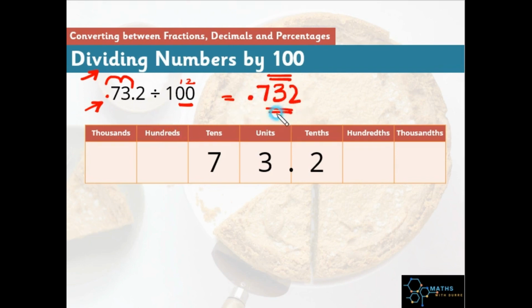Now we will place this number in this chart. It will be 0.732. You can just observe, before, 3 was at the unit place, 7 was under the 10th place, and 2 was under the 10th place. But after dividing with 100, we can observe at the 10th place we have a digit 7, at the 100th place we have a digit 3, and same as 2 will be under the 1000th place.